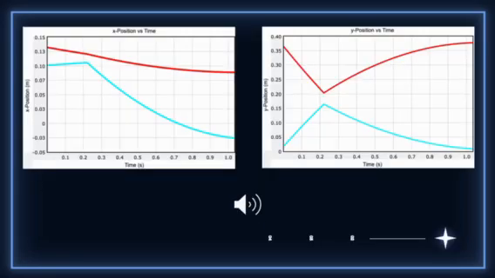Here are the following visuals, or graphs, produced by our code. These represent the change in x and y positions over time for mass A, the red line, and mass B, the cyan line. As you can see, where these lines come close together is where the collision took place.